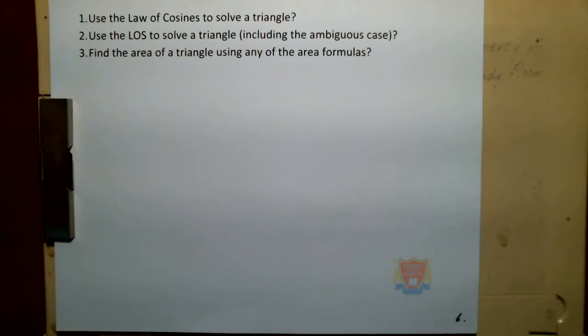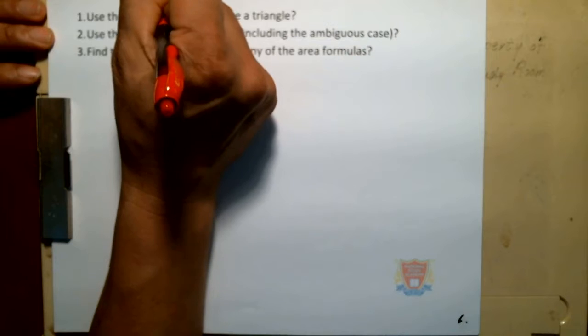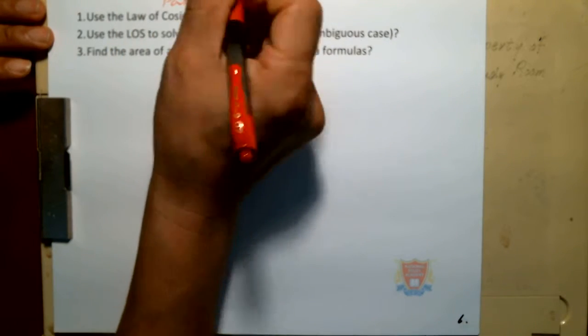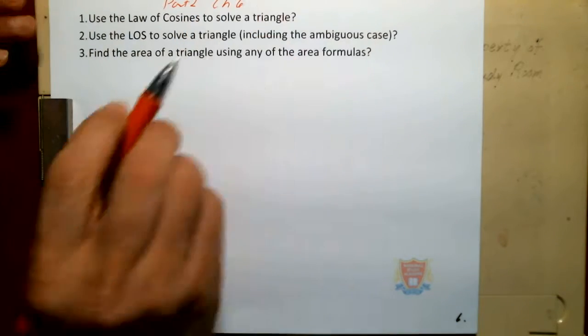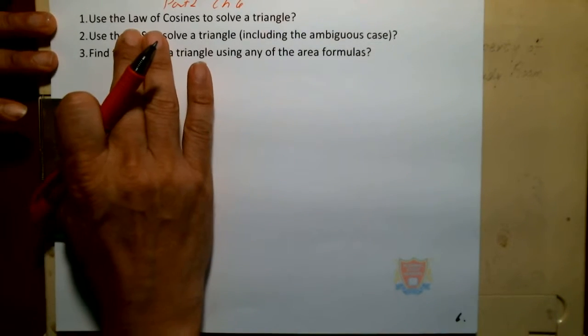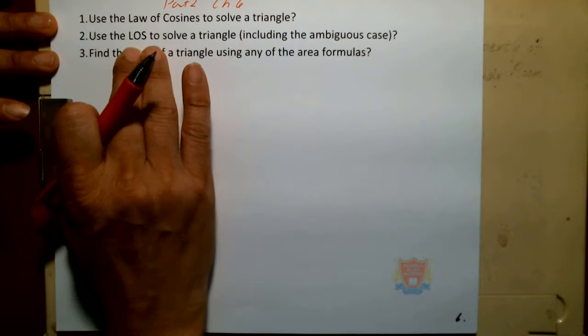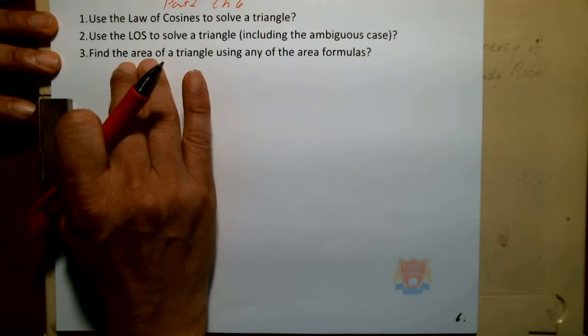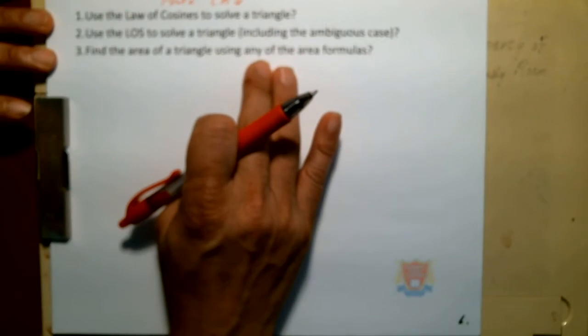This is part two of the review for Mr. Scott, chapter six, exam. We're going to be trying to figure out how to use the law of cosines, to use the law of sines, as well as finding the area of a triangle using any of the area formulas. Before we do that, we're going to do one question first.